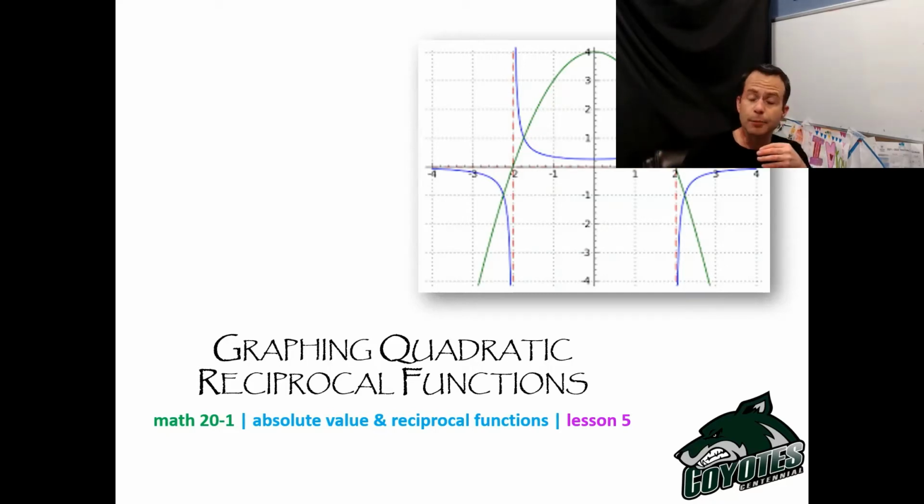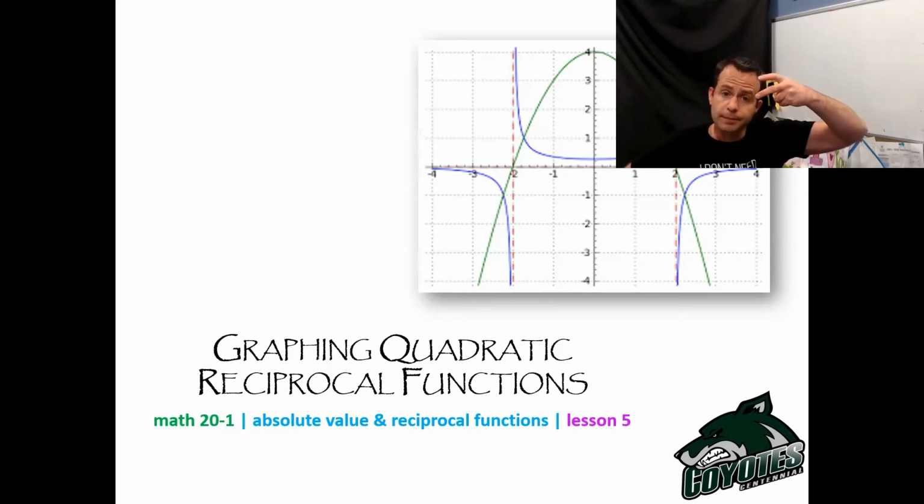Then we had invariant points, and invariant points are points that don't change when we go through a transformation. So for reciprocal graphs, they were located at y equals 1 and y equals -1. And you'll recall the reason is 1 flipped is still 1. And -1 flipped is still -1, okay?